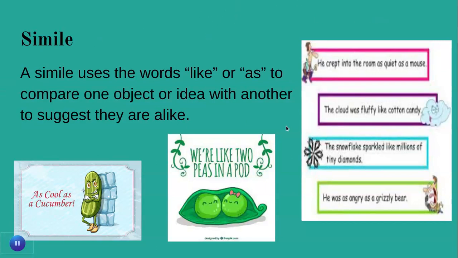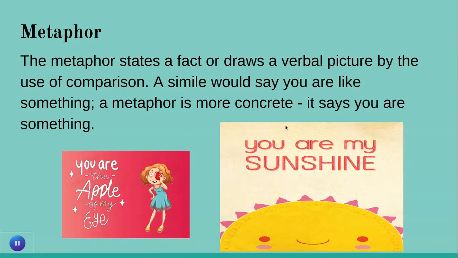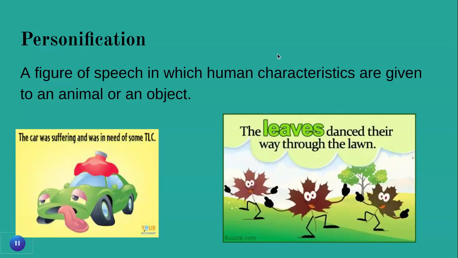Some more examples we're going to talk about is a metaphor. The metaphor states a fact or draws a verbal picture by the use of comparison. So while a simile would say that you are like something, a metaphor is more concrete. So it says you are something. For example, you are the apple of my eye. You are my sunshine. So the difference between a metaphor and a simile is a simile uses like or as to compare two things, and a metaphor says you are something. So it compares you to something else.